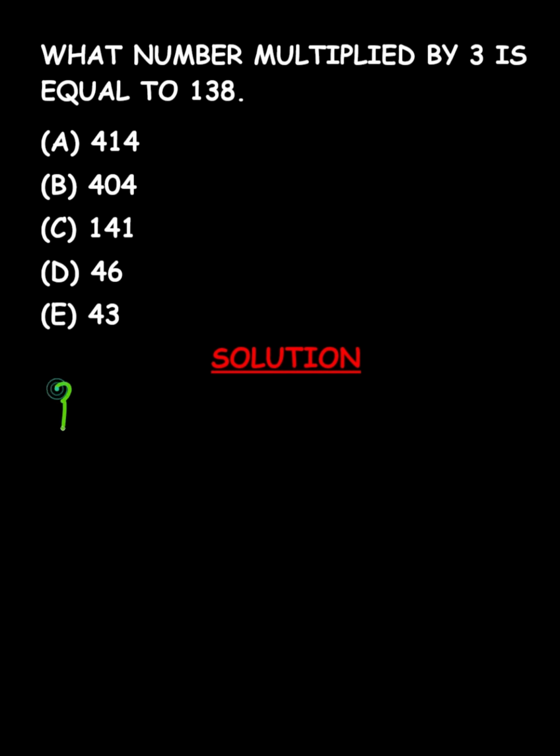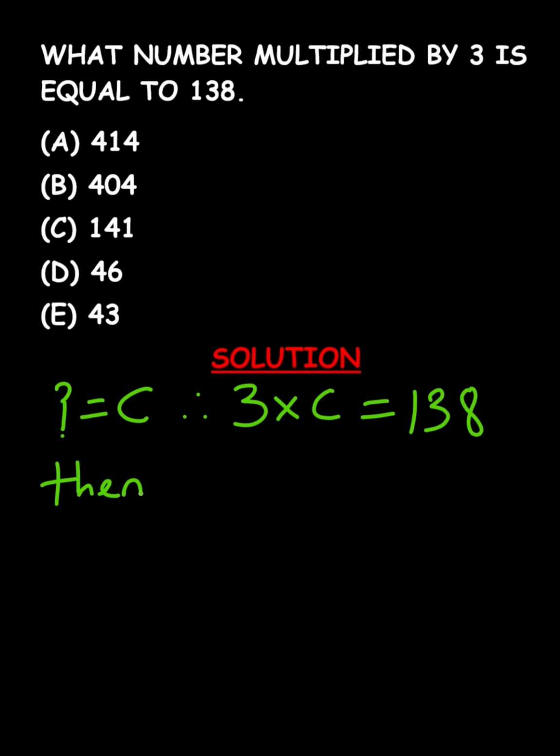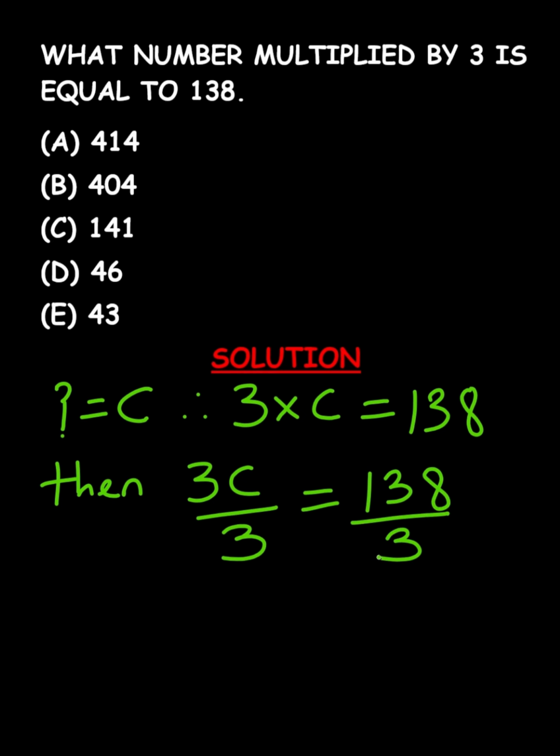Solution. Let C represent the unknown. Therefore, 3 times C equals 138. Divide both sides by 3. Then, 3C divided by 3 is equal to 138 divided by 3. 3C divided by 3 gives C, and 138 divided by 3 gives 46. Therefore, C equals 46. The correct answer is D.